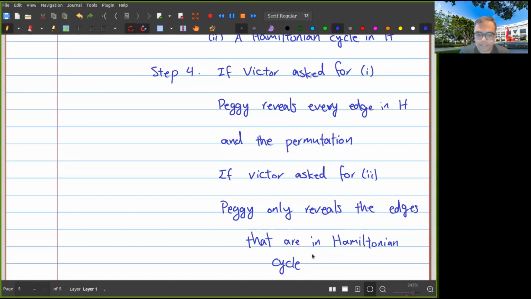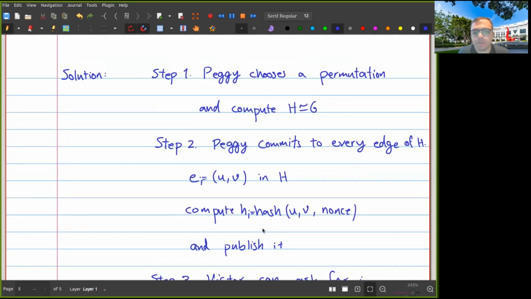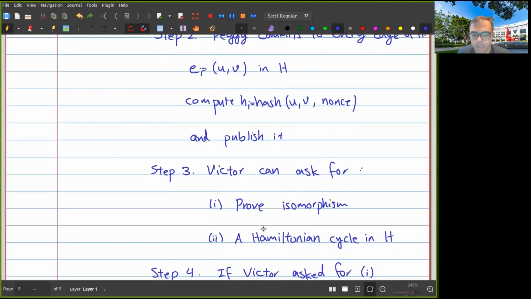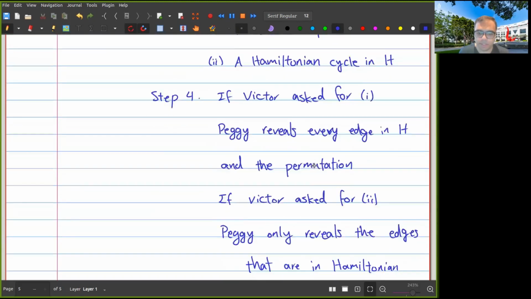And this is the thing that makes sure it's a zero knowledge proof. Now, again, you can verify that Peggy can do all of this only if she actually knows a Hamiltonian cycle. If she doesn't know a Hamiltonian cycle, she has to either cheat in this part so that she gives a graph that is not isomorphic, in which case there is a 50% chance that she gets caught, or she doesn't know the Hamiltonian cycle, so there is a 50% chance that, again, she gets caught because Victor can ask for the Hamiltonian cycle.